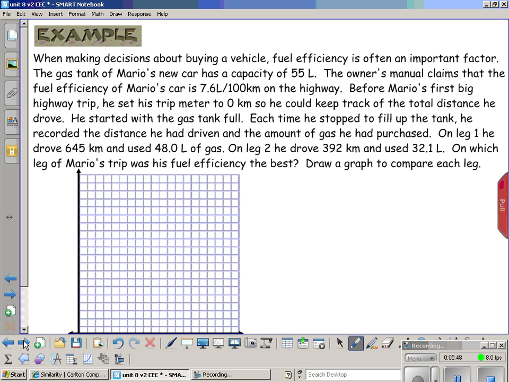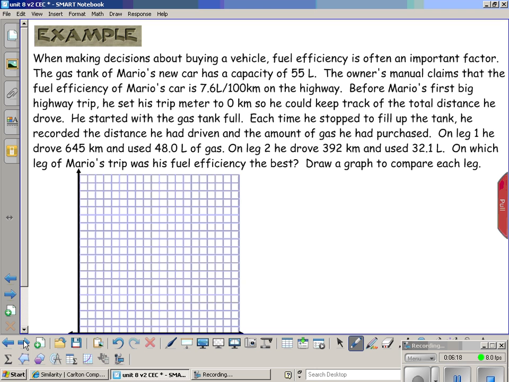When making decisions about buying a vehicle, fuel efficiency is often an important factor. The gas tank of Mario's new car has a capacity of 55 liters. The owner's manual claims that the fuel efficiency of Mario's car is 7.6 liters per 100 kilometers on the highway. Before Mario's first big highway trip, he set his trip meter to 0 kilometers so he could keep track of the total distance he drove.